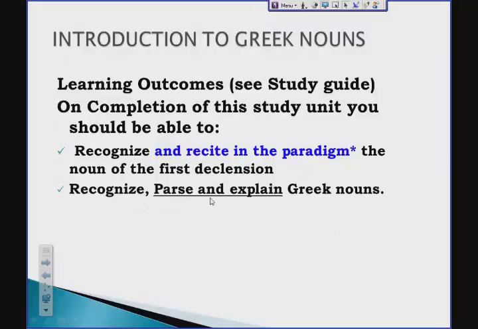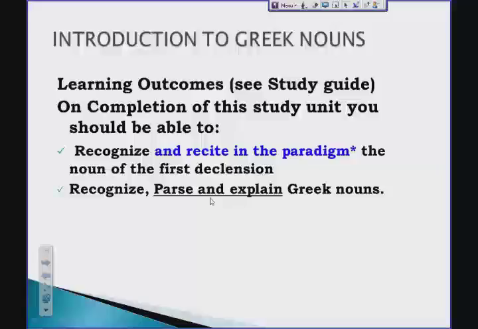But then at least you must be able to recognize them, so that you can manage to analyze and parse them. Secondly, to recognize, parse, and explain Greek nouns. Now, that is a very, very important thing. That is the main reason why we do Greek or biblical Greek. We want to be able to read, we want to be able to recognize what is this thing that I'm reading, and you must also be able to parse.